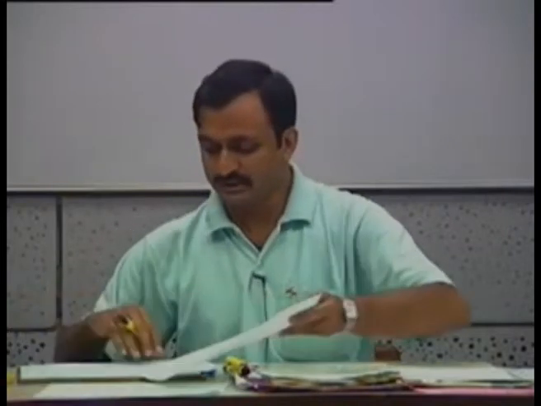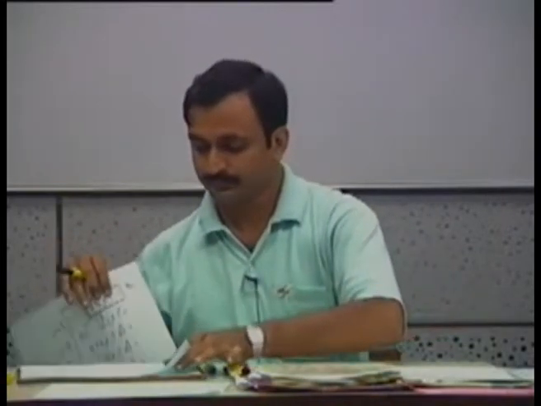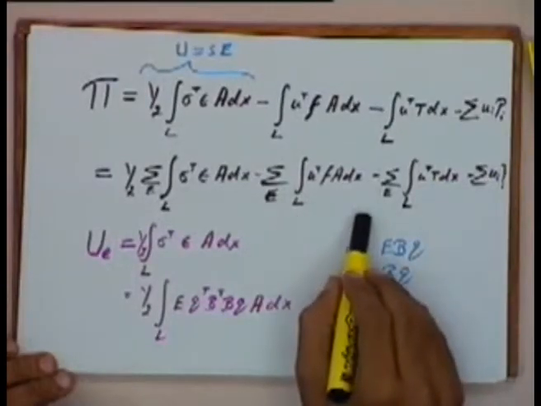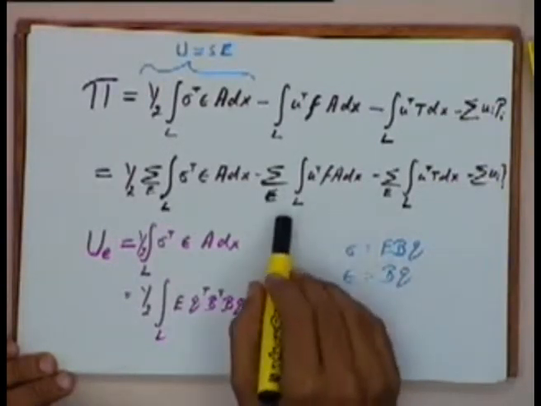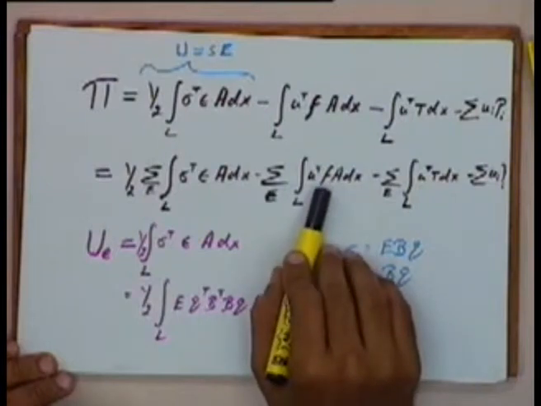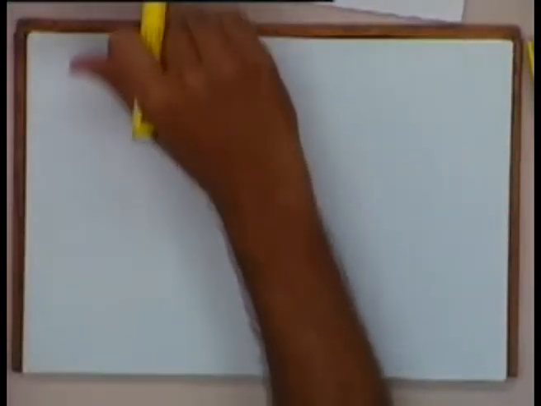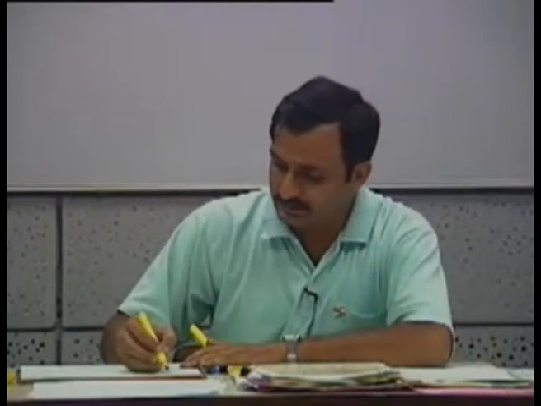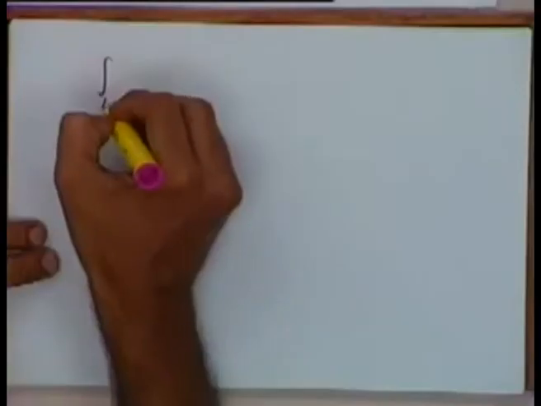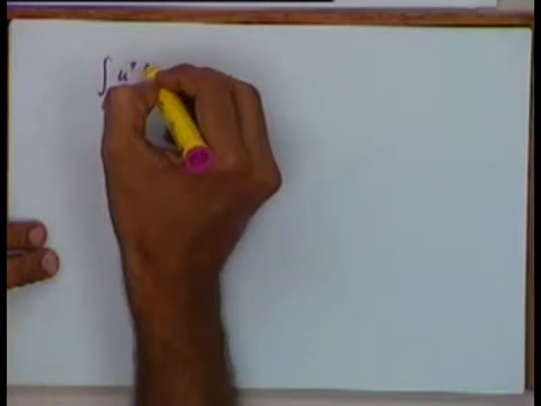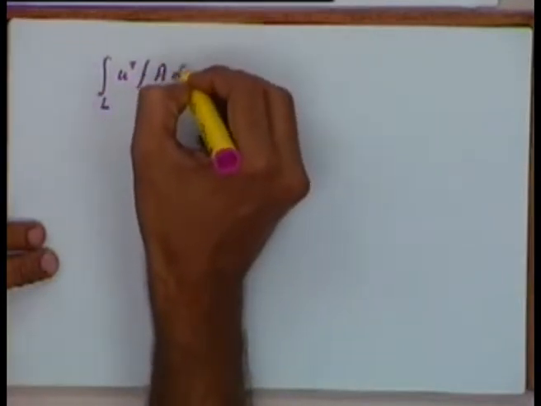Now if we take up the potential energy terms, the second term over here, that is the potential energy contribution because of the body forces. If we take this, then the integral for this would look something like this: integral over the length U transpose F A dx.